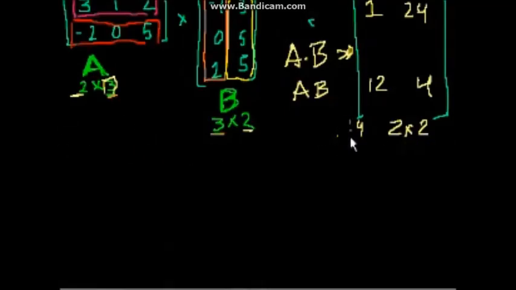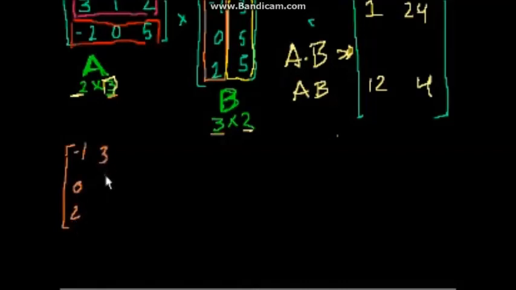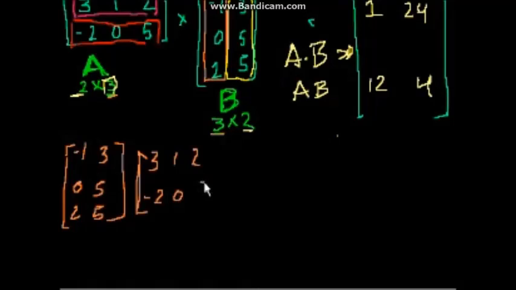So let me clear up some space. Let's try to do it the other way around. Let's try to multiply B times A. So B is minus 1, 0, 2, 3, 5, 5. And A is, I'm just switching the order, 3, 1, 2, minus 2, 0, 5. And I tend to put brackets around my matrices. Some people have these big parentheses. It's just all notation. There's nothing particular about notation.